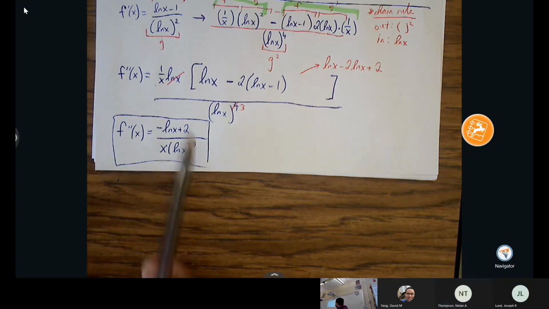Okay. All right, so we got to find critical points here as well, right? So set the top equal to 0 and set the bottom equal to 0. See if we can find those critical values. Just like how we did f prime, see if we can find those critical points.